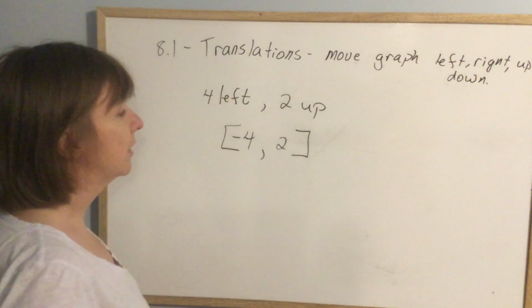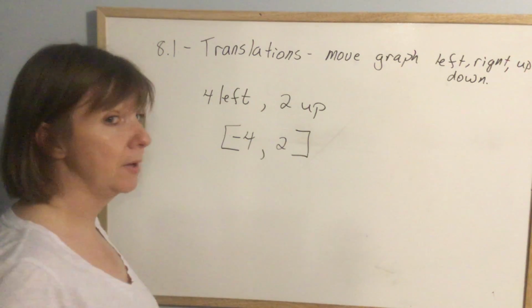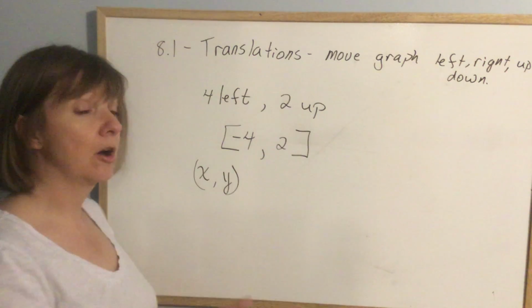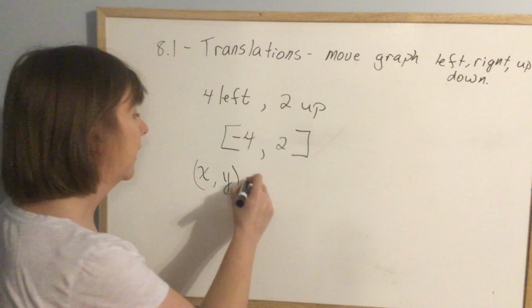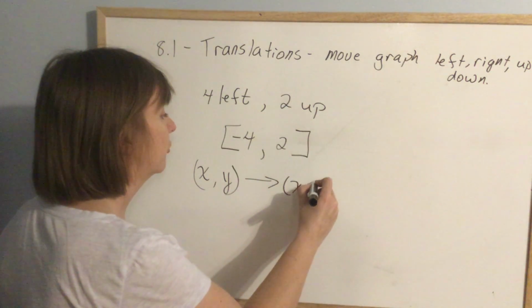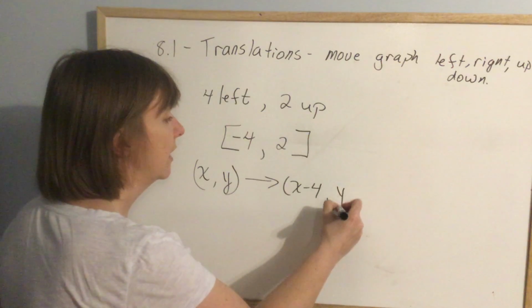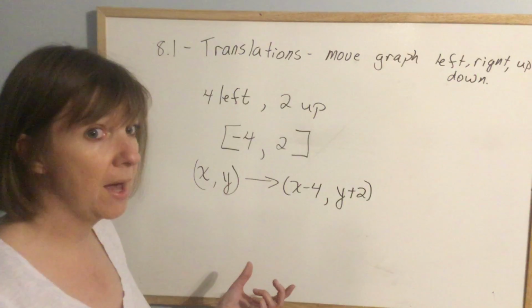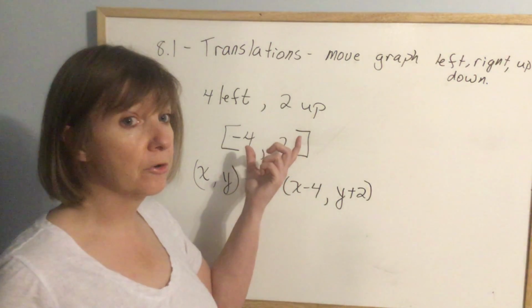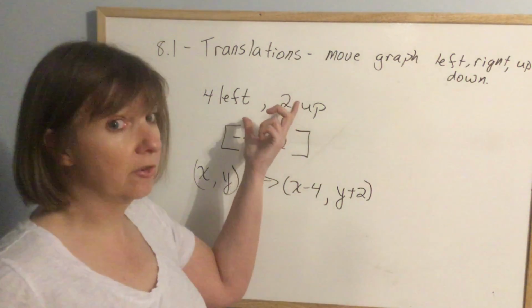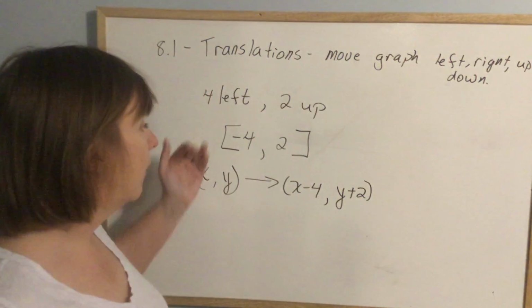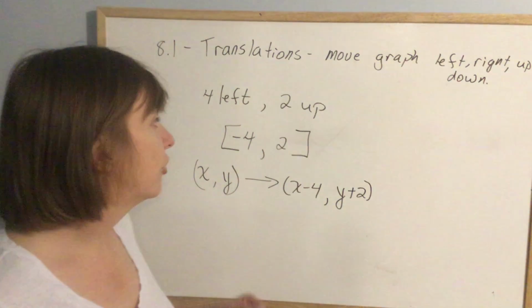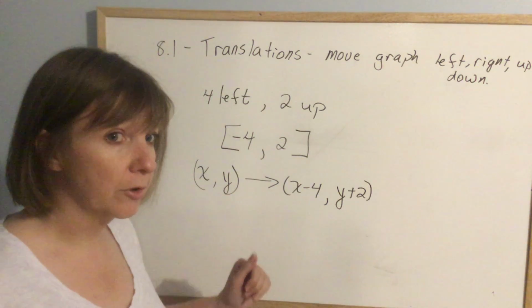The last way to communicate that information would be by a mapping rule. And so it would say you start with an ordered pair like (x, y), and you subtract 4 to your x's, and you add 2 to your y's. This is called the mapping rule. This is called an ordered pair. This is called just describing it in words. It all communicates exactly the same information. It just communicates it in a different way.